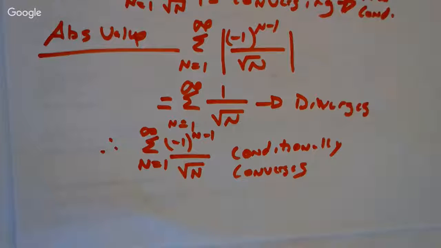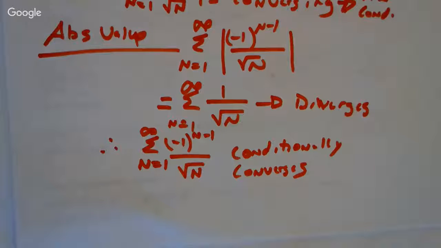So yes, Jenny, the original one does, but now that we're alternating it, what does it do? Now that we're alternating it, it conditionally converges. Why? Because 1 over the square root of n diverges, but it meets Leibniz's test that it's positive, decreasing, converging to 0.